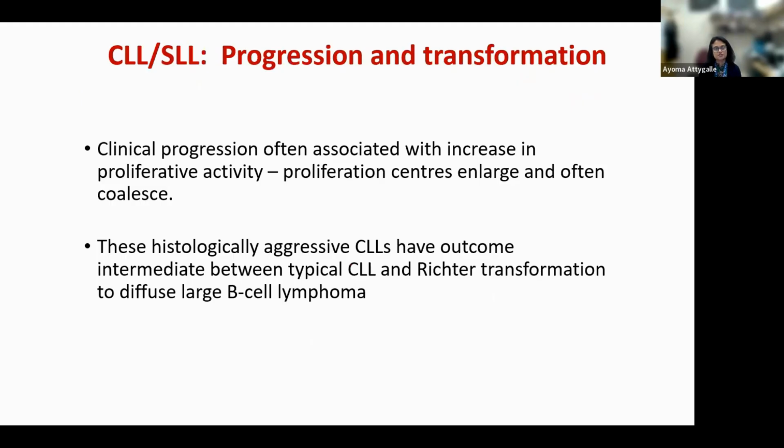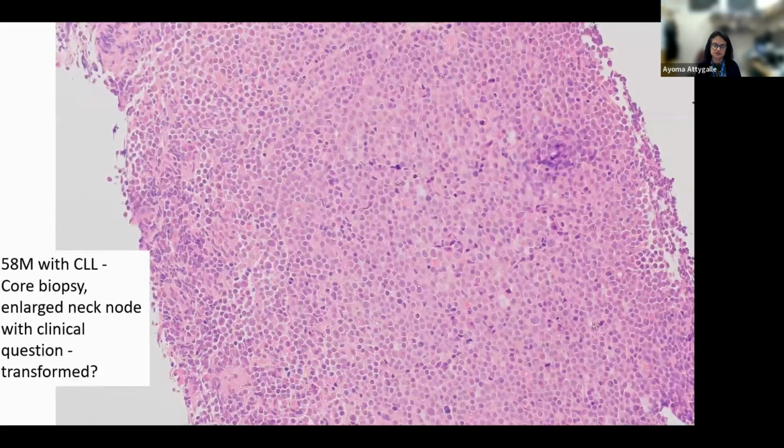So clinical progression is often associated with an increase in proliferative activity. And in the lymph nodes, you see this as the proliferation centers enlarge and coalesce. And these histologically aggressive CLLs have an outcome, not so unsurprisingly, intermediate between the typical CLL and the Richter transformation to diffuse large B-cell lymphoma.